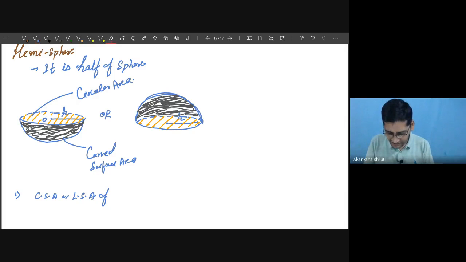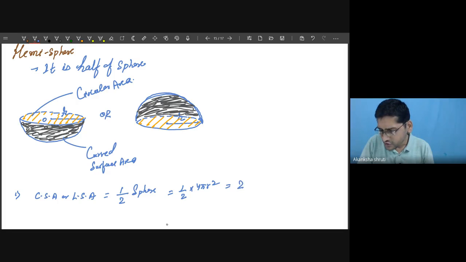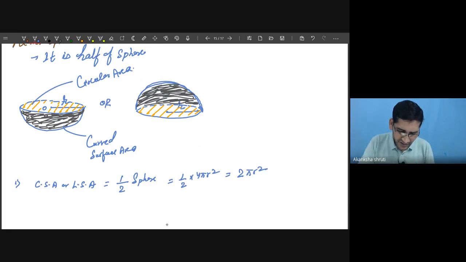How is it obtained? Student, it is exactly half of that of the sphere. So everything just gets halved, because for a sphere the outer surface area has been divided into two. So it is half into 4 pi r square. It becomes 2 pi r square. And this circular area always has the value pi r square because it is like a disk. So the curved surface area we have calculated here as 2 pi r square.